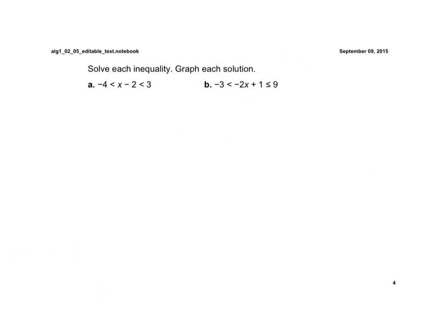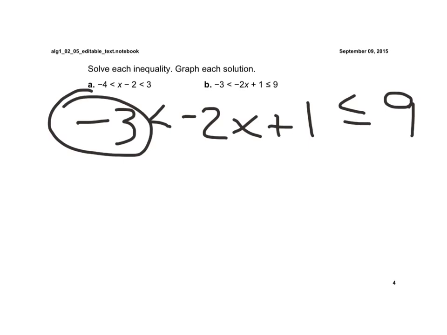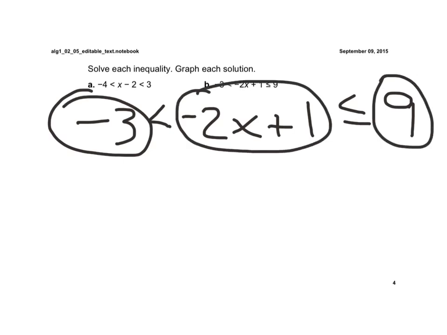Alright, so if we have it written this way, negative 3 is less than negative 2x plus 1 is less than or equal to 9. We actually have three expressions. We have this expression, we have this expression, and we have this expression. And we want to get x all by itself in the middle.